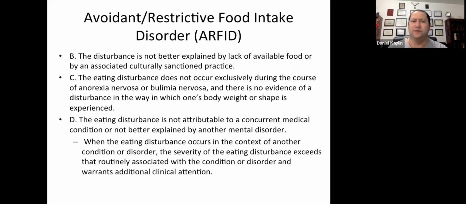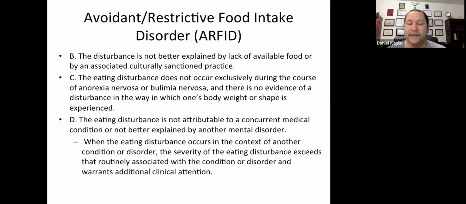Now, we also, like I said, use rule outs. This disturbance cannot be explained by some kind of culturally approved or sanctioned practice. So if this is considered appropriate within a culture or religious community, then that's not considered ARFID. That's practicing one's tradition. We also need to exclude the possibility of this occurring during an eating disorder such as anorexia or bulimia. And in ARFID, there is no real body image or weight disturbance connected to it. So if you remember, I said you can only have one or the other. That's a very good example of how we exclude the diagnosis of ARFID if there is an eating disorder present, and vice versa. And we also say that the condition cannot be better explained by some medical or psychological disorder.